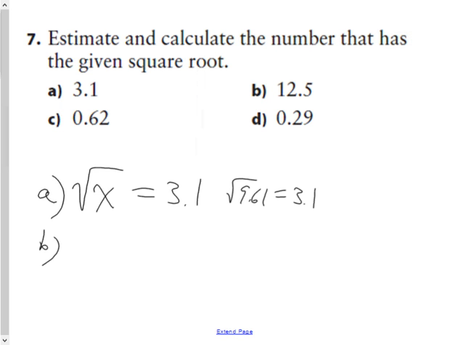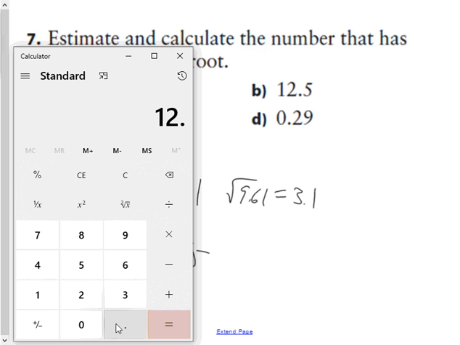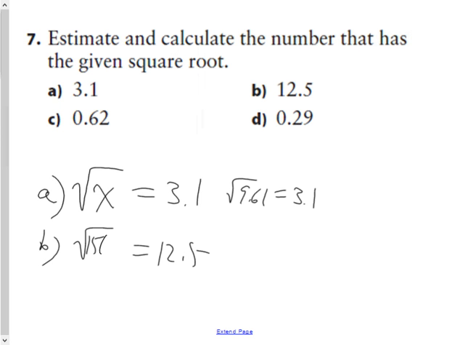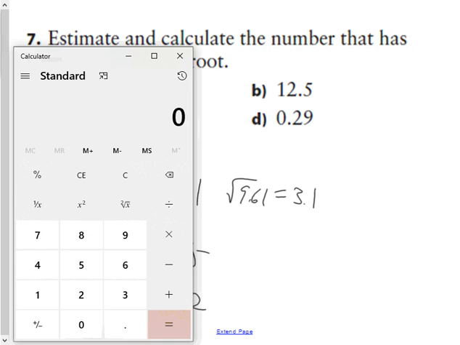For B, the square root of what number is equal to 12.5? Take my calculator and go, what is 12.5 squared? It should be more than 144, and it is 156.25. And for C, the square root of what number is equal to 0.62? I'm simply going to take 0.62 and multiply by itself. I'm thinking it's like, I don't know, 0.3-ish? It's 0.3844.